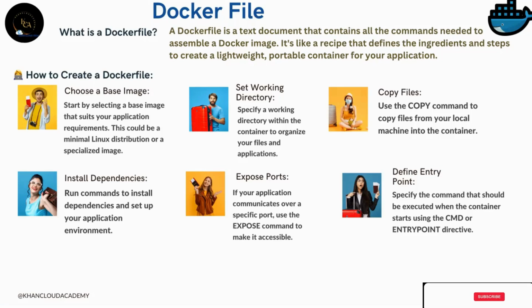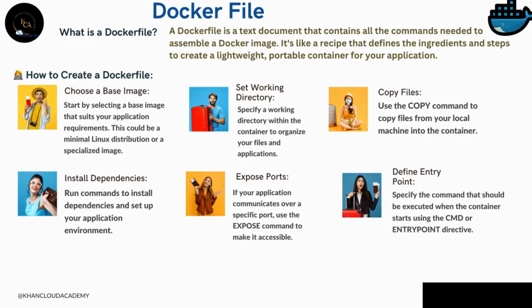So first, there are 6 points we have to keep in our mind. Choose a base image. I will guide you later in my coming videos on how to choose a base image. Start by selecting a base image that suits your application requirements. This could be a minimal Linux distribution or a specialized image. Set working directory. The second thing is we have to set up a working directory. Specify a working directory within the container to organize your files and applications, like bin slash libraries or something like that.